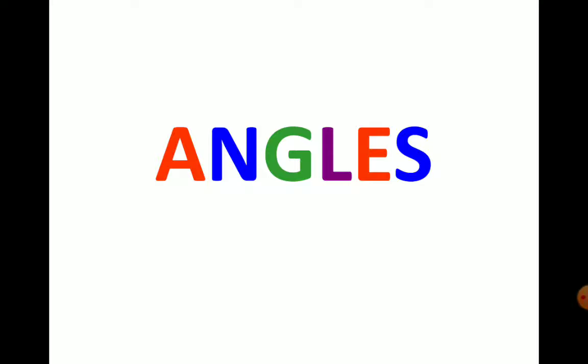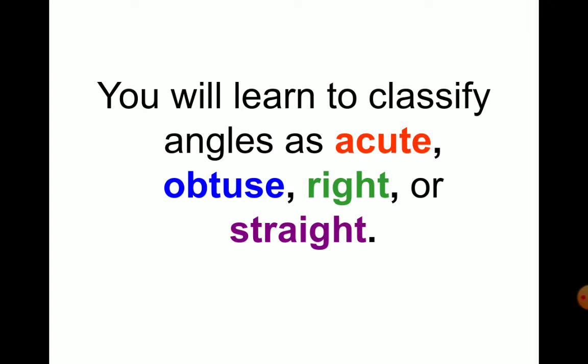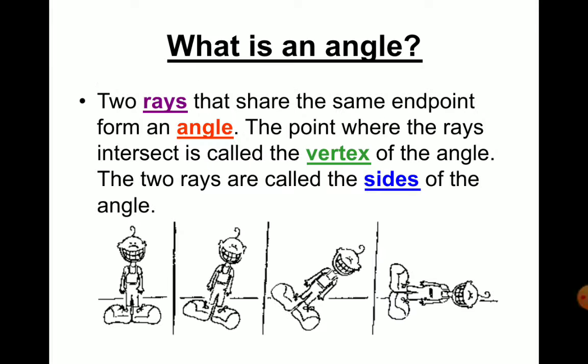Today we're learning about angles. It's a very easy topic and it's going to be a lot of fun learning about angles. They're quite easy and quite fun also, as you can see in everyday life. So let's get started. Today we're going to learn to classify acute, obtuse, right or straight angles. So what exactly is an angle and how do we classify into these four types?